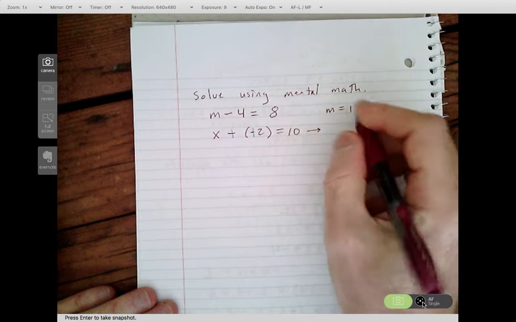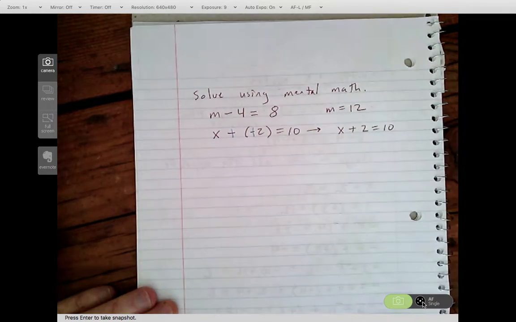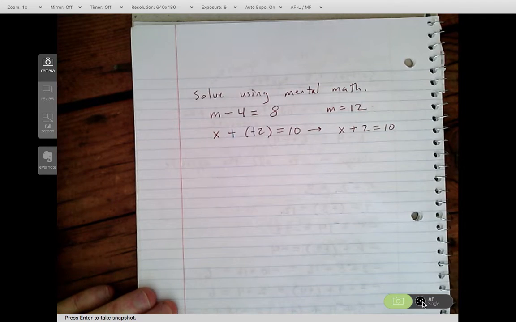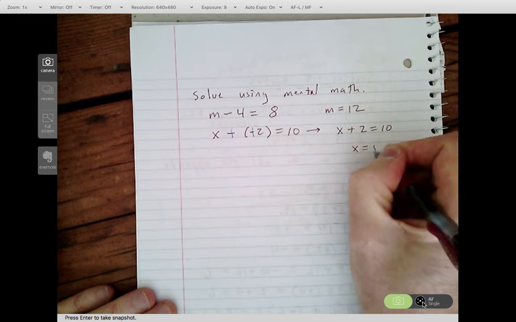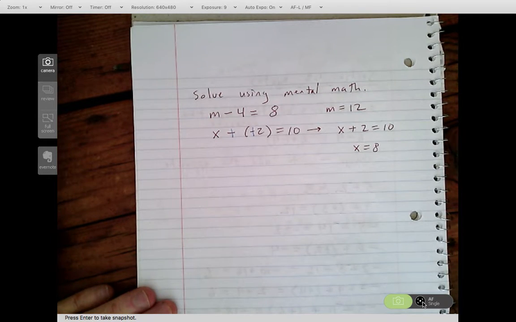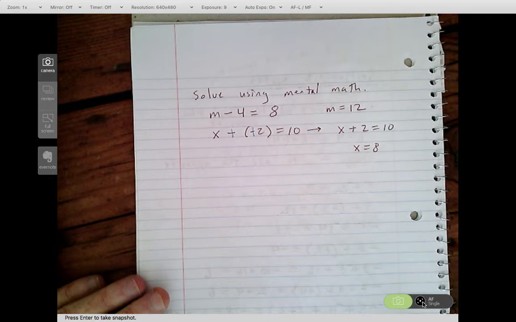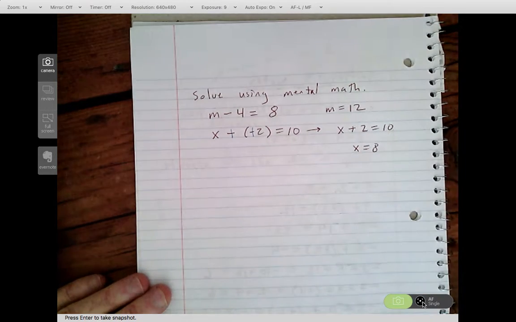Let me draw a little arrow. And this looks like x plus 2 is 10. Okay, if we think about that for a minute, what number do we have to add to get 10? Okay, well, 8 plus 2 is 10, so that means x is 8. Okay, so just think about it, and eventually we'll learn some other ways to solve that, and some of you might kind of see how that works here, because to solve this, we're subtracting 2 from both sides, and we'll learn more about that later.